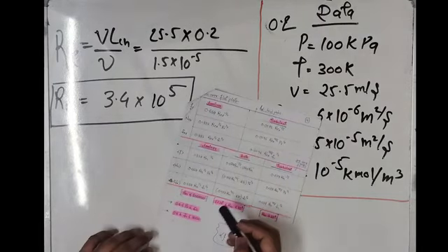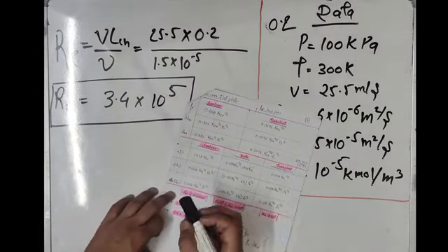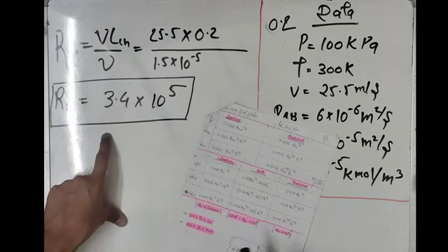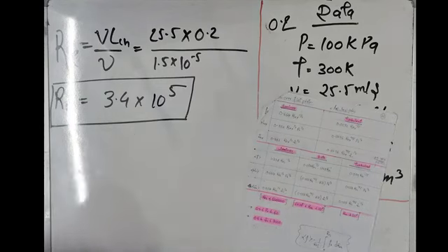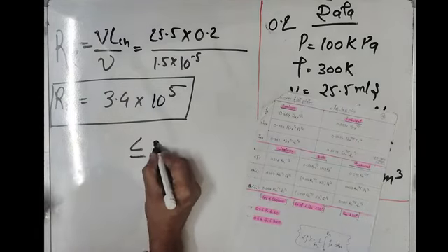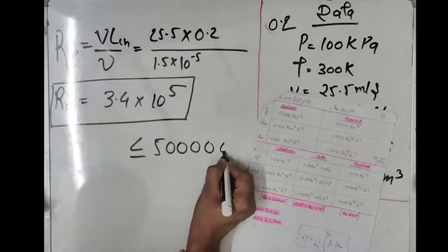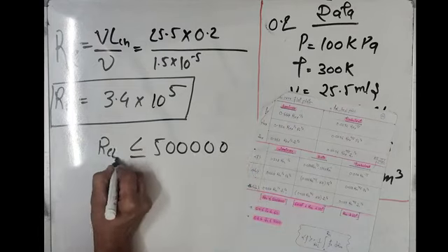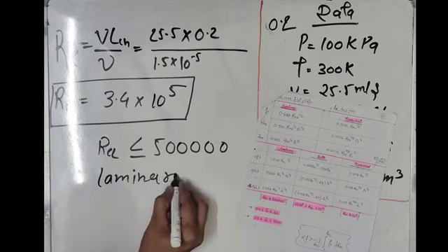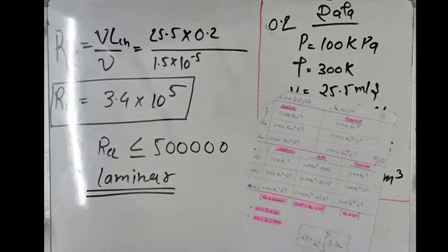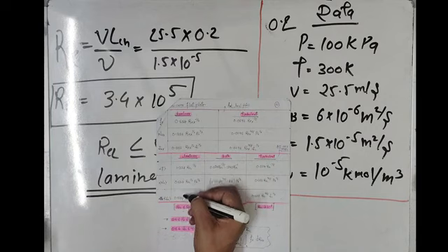In the table, the Reynolds number we obtain is 3.4 × 10^5, which is less than or equal to 5 lakh, which means this flow is laminar. For the laminar flow, we have to see the first column.